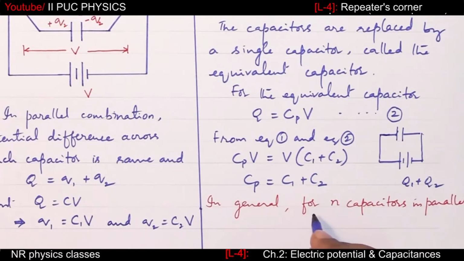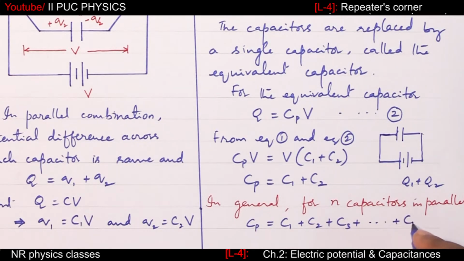In general, for n capacitors in parallel, Cp equal to C1 plus C2 plus C3 plus Cn.